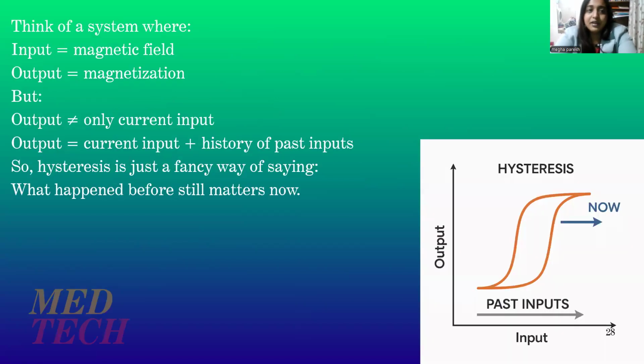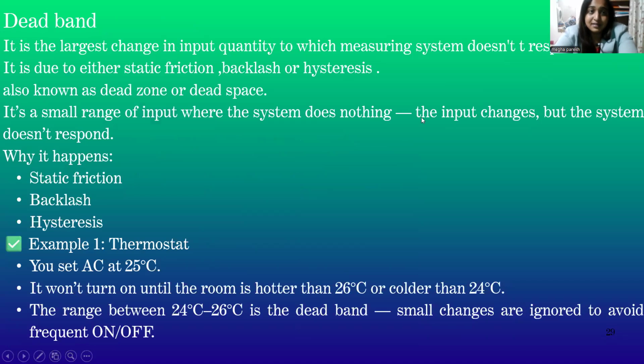Think of a system where input is equal to magnetic field and output is equal to magnetization. But output is not directly equal to its current input; output equals current input plus the past history of inputs. So hysteresis is not only what the current input is, but the history of the past inputs also. So what happened before still matters now is the simple and fancy way to describe hysteresis.